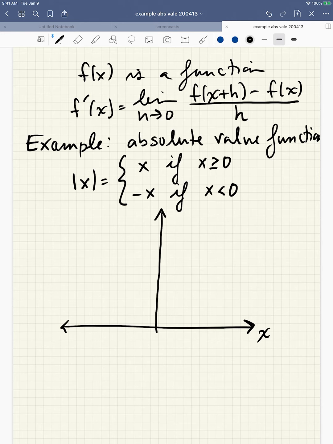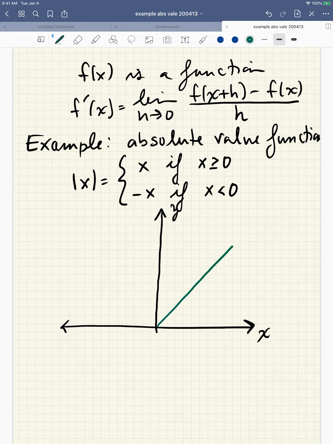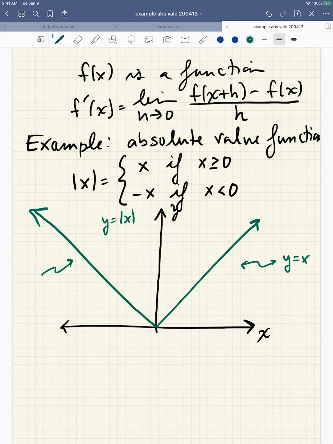So here's an x-axis and here's a y-axis. I'm going to choose green for the graph. So this is the graph of the absolute value function. Let's say y equals absolute value of x. There's two branches here, one for each piece in the piecewise definition of the function. Over on this side, we have a graph of y equals, that looks like y equals x. And over on this half, we've got a graph of y equals minus x. Both of those are nice linear functions.